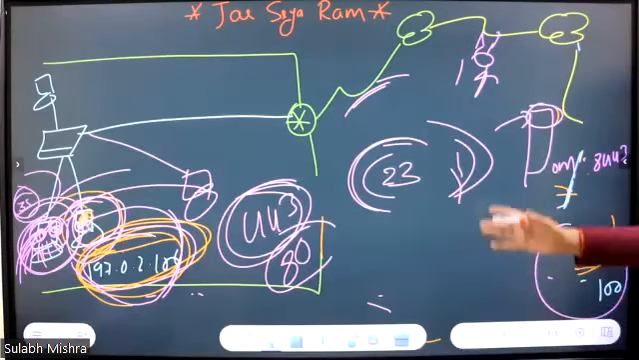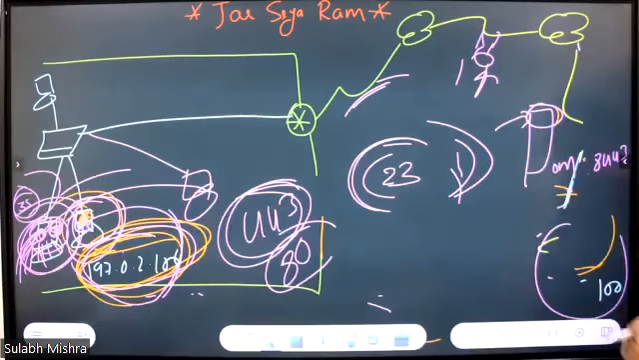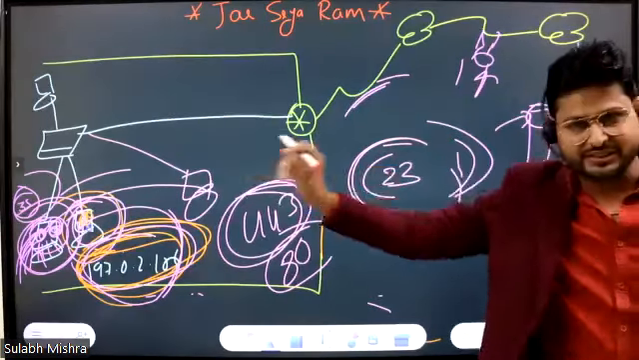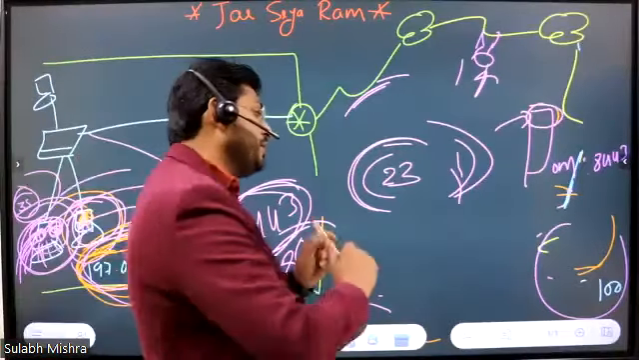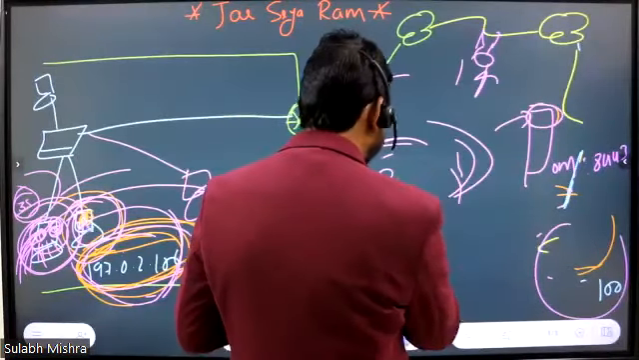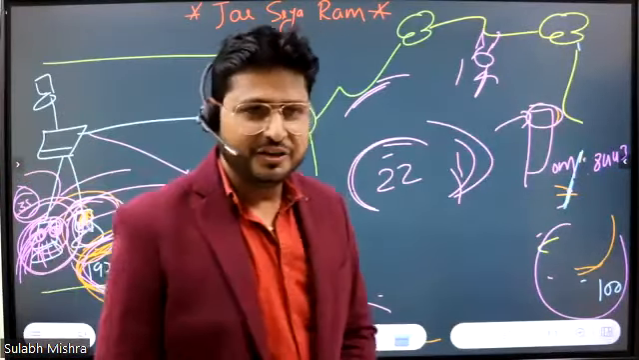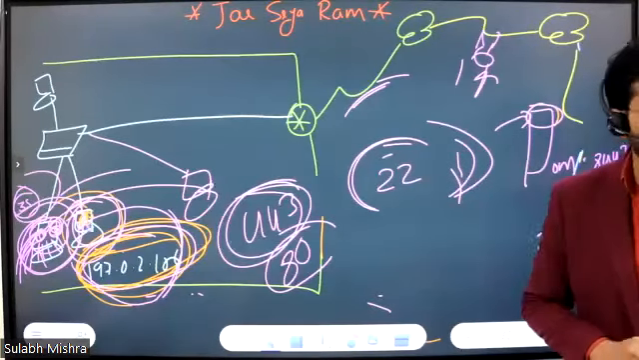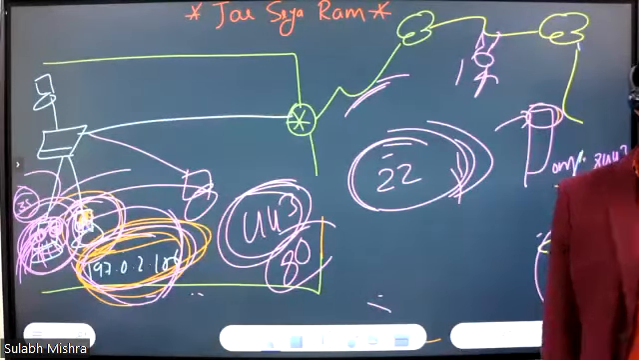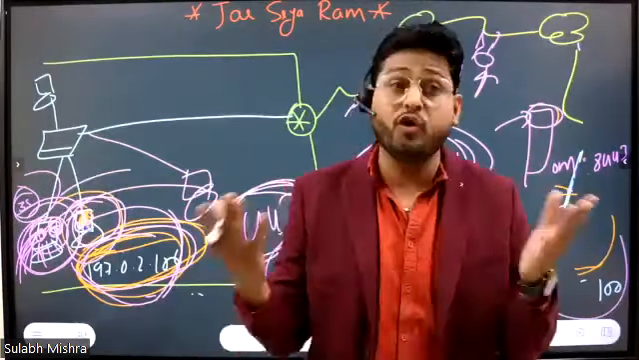If you see the port number is 23, then what do you think? Telnet. Telnet is the protocol using which you can take the remote access to your system, right? If I see port number 22, SSH. SSH is again a secure way of taking the remote access. SSH full form is Secure Shell. You can take the remote access to any system in a secure way.